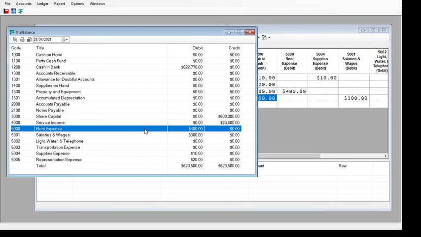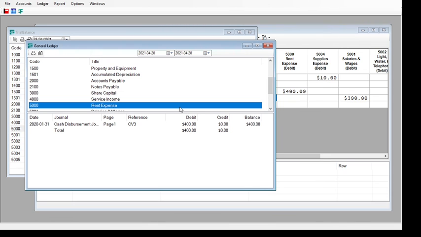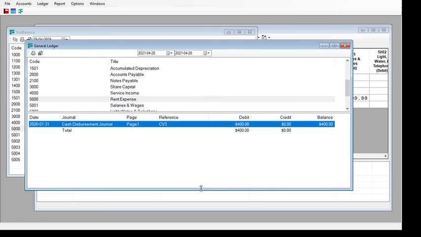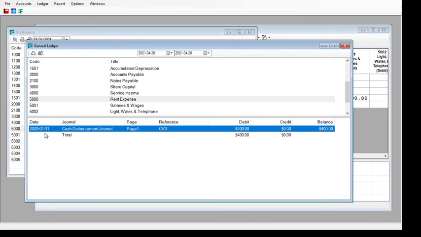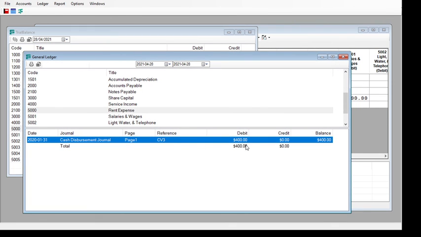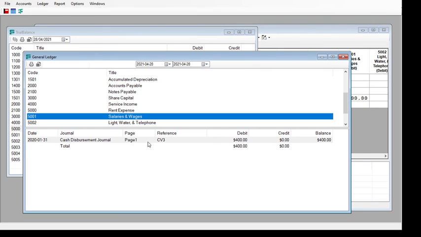I can double click this rent expense to see the ledger. See, the rent expense, the general ledger shows the transaction, the rent expense, January 31, and the journal is the cash disbursement journal, and it is located at page 1, and here's the entry. And for the salaries and wages, this is the transaction.